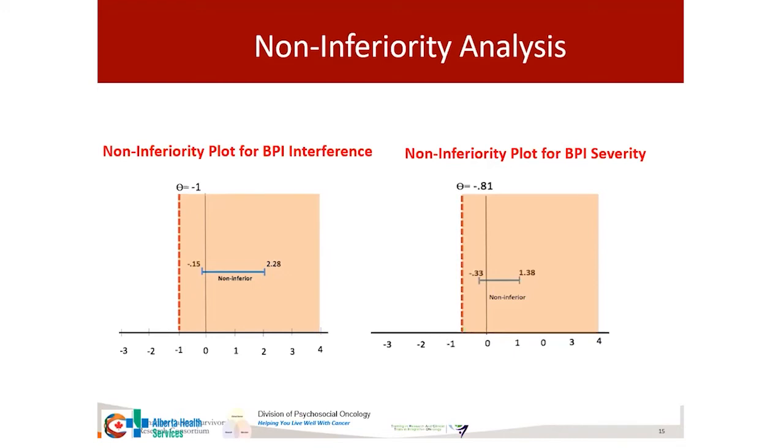So for BPI severity, the non-inferiority margin was -0.81. And again, the same rule applied here as well. The lower limit of the 95% confidence interval had to be greater than the non-inferiority margin. So again, as we can see here, -0.33, which is the lower end of the 95% confidence interval, is greater than -0.81, determining that for BPI severity scores, the group acupuncture was non-inferior to the individual acupuncture.